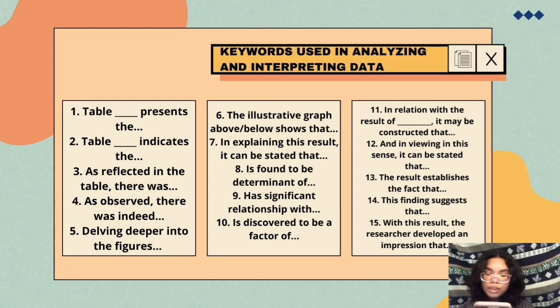Number 7. In explaining this result, it can be stated that. Number 8. It is found the determinant of. Number 9. Has significant relationship with. Number 10. Is this discovered to be a factor of. Number 11. In relation with the result of blank, it may be construed that.